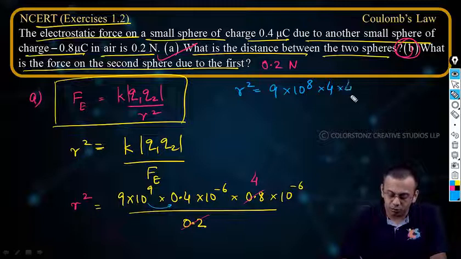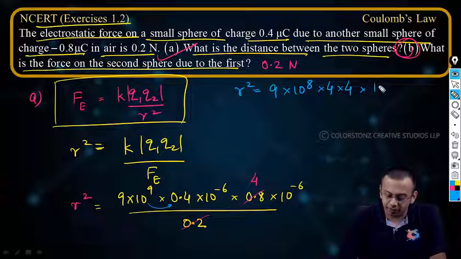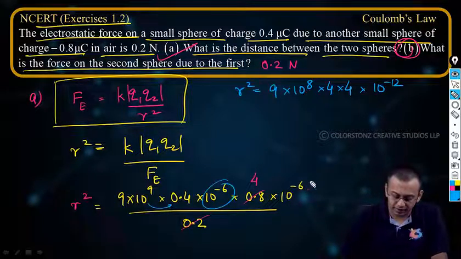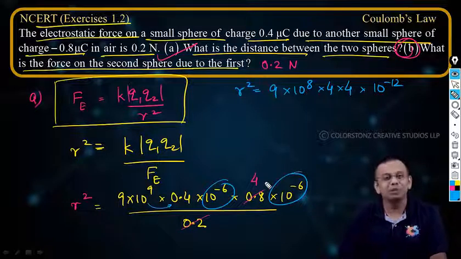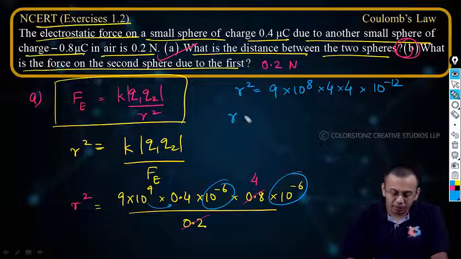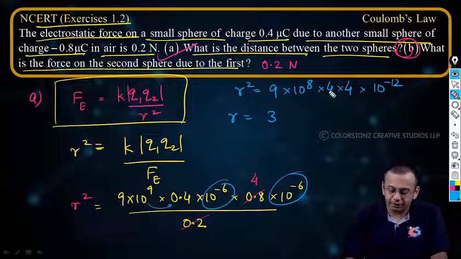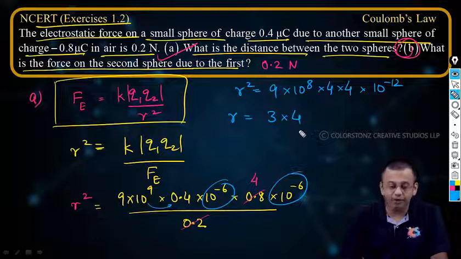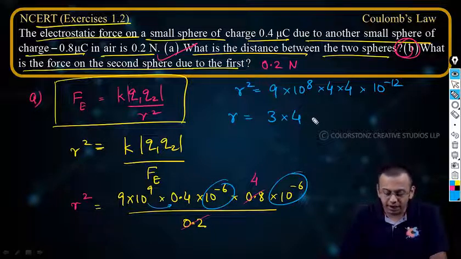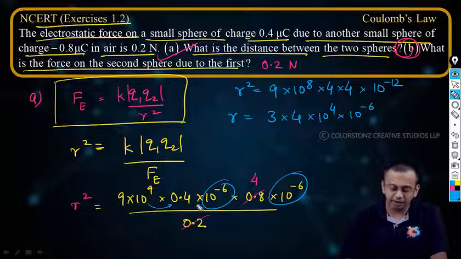And there is one more 4, and here we have 10 power minus 12, 10 power minus 6 into 10 power minus 6, so 10 power minus 12. So now taking the square root becomes easy. From 9 I get 3, from 4 into 4 I get 4, 10 power 8 will give 10 power 4, and 10 power minus 12 will give 10 power minus 6.